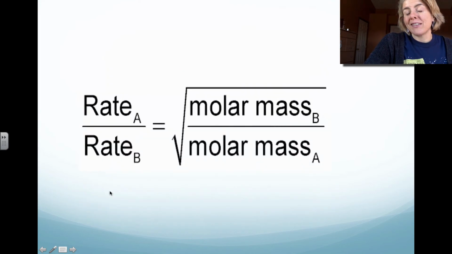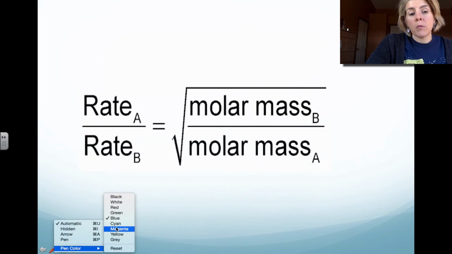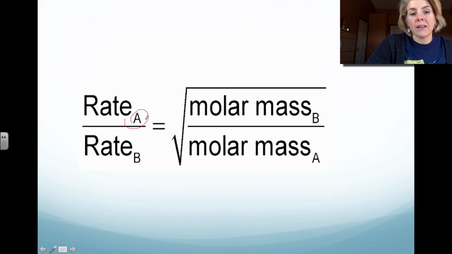We could actually apply this to two different molecules. I want you to pay attention here. Notice A is diagonally located with the molar mass of A over here, and B is diagonally related to the molar mass of B over here. Notice that both of them are underneath the square root. So when you're looking at the rate of A, the square root of the molar mass of A is in the denominator, and for the rate of B, the square root of the molar mass of B is in the numerator. Make sure you pay attention to that when you do those types of calculations.